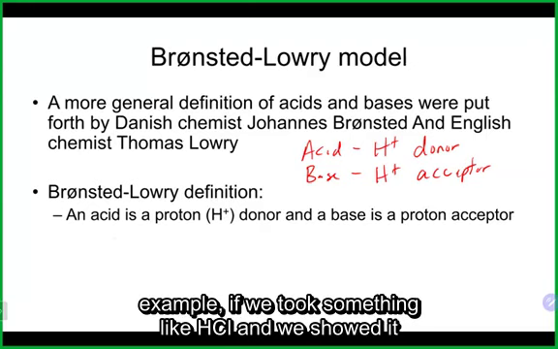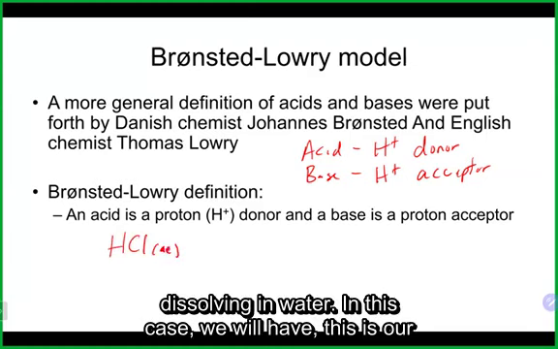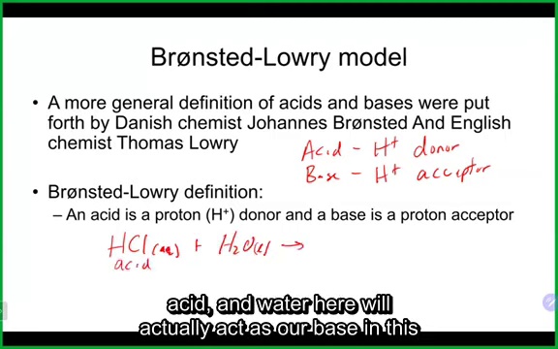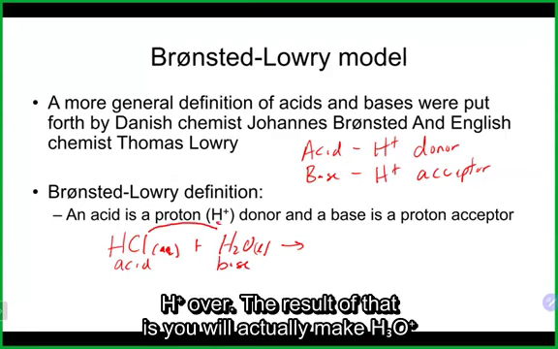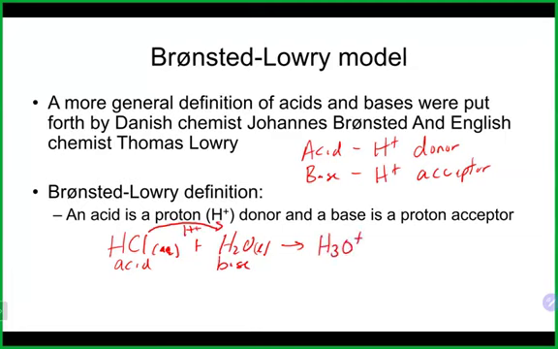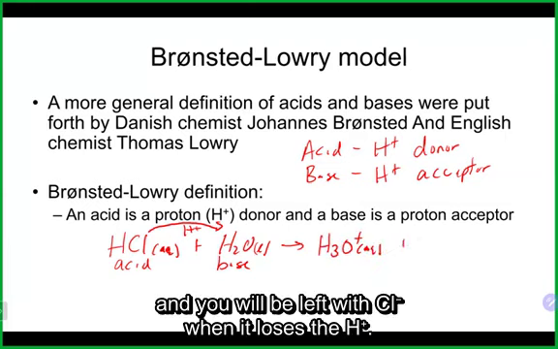So for example, if we took something like HCl and showed it dissolving in water, this is our acid, and water here will actually act as our base. What's going to happen is the acid is going to send its H plus over. The result of that is you will make H3O plus, and you will be left with Cl minus when it loses the H plus.